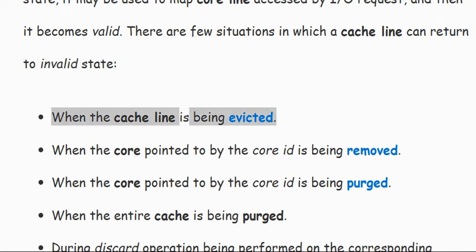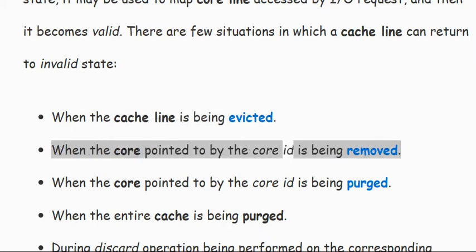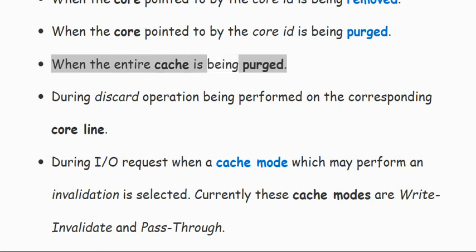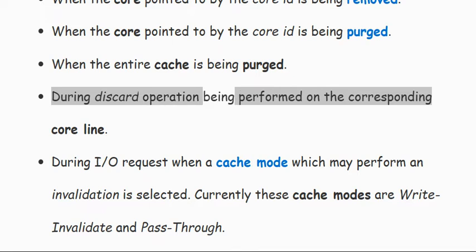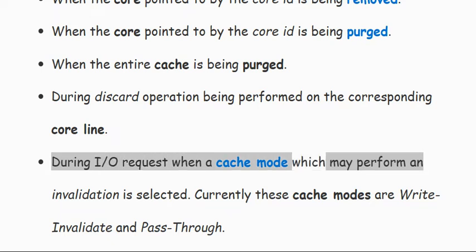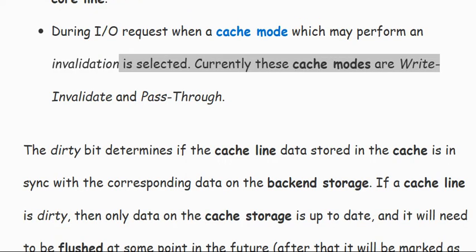When the cache line is being evicted. When the core pointed to by the core ID is being removed. When the core pointed to by the core ID is being purged. When the entire cache is being purged. During a discard operation being performed on the corresponding core line. During an IO request when a cache mode which may perform an invalidation is selected. Currently these cache modes are write invalidate and pass through.